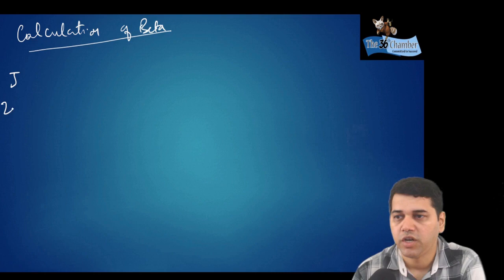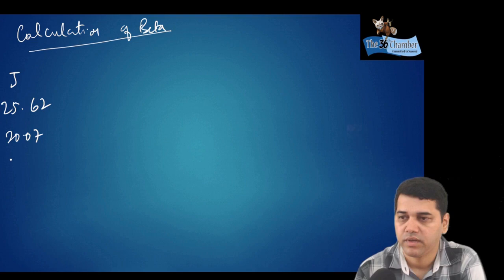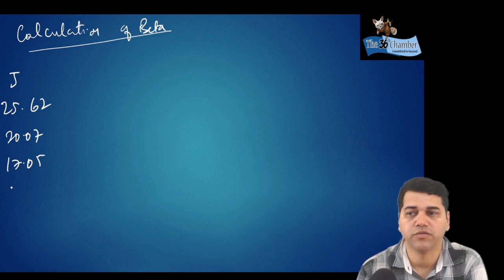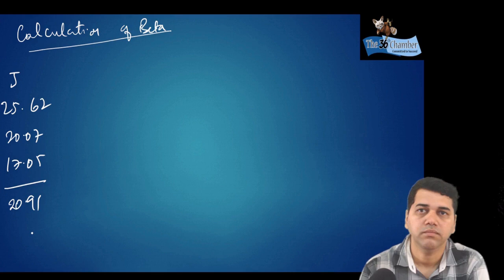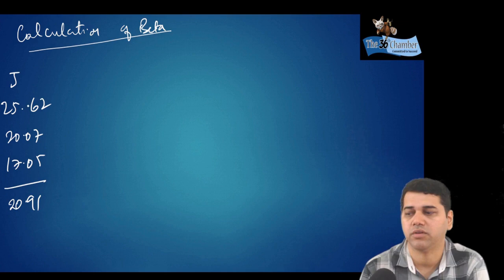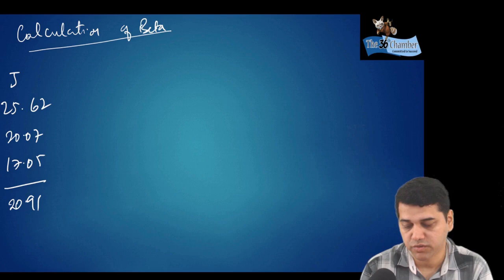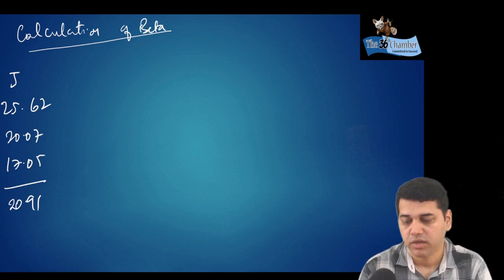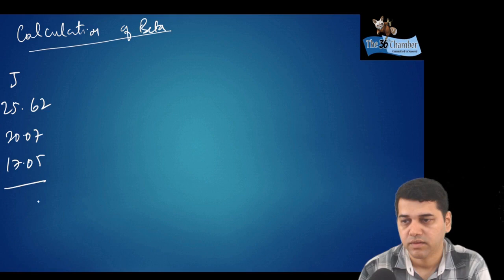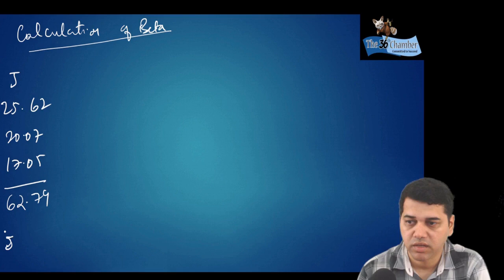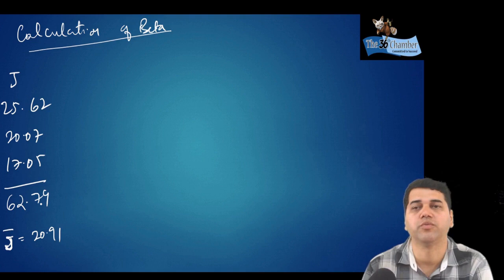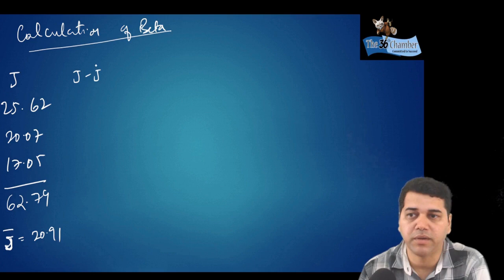J is nothing but return from stock J. How much? 25.62, 20.07, 17.05. What is the total of this? Sorry, not total, I have taken the average. 25.62 plus 20.07 plus 17.04, 62.74. And what is the average? 20.91. So J bar will be 20.91, which is nothing but 62.79 divided by N.